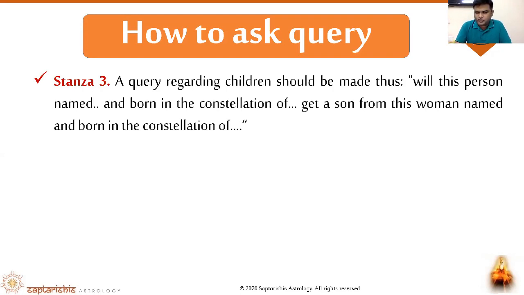In stanza 3, this query is when the father is asking about his son, so he is referring to the woman or wife. But if the person himself is the husband asking for progeny, then he can also frame the question in a similar manner. His name, nakshatra, and all these things, and then ask questions. Okay, this is the system of how to ask a query. If the query is not clear, then that Prashna is not complete.